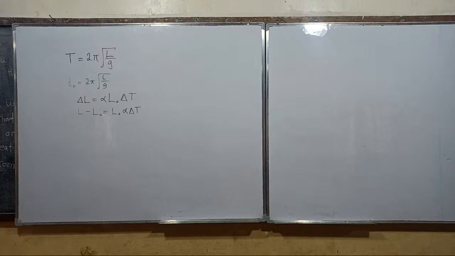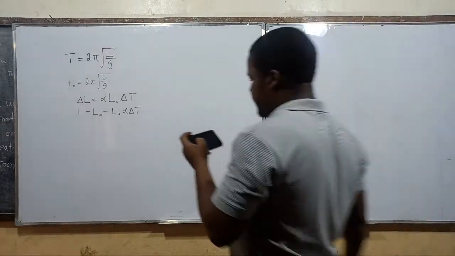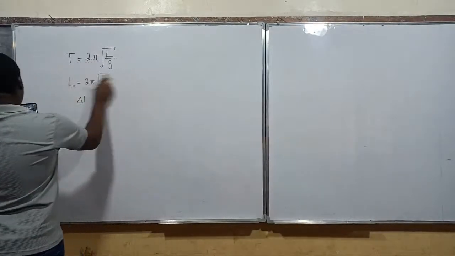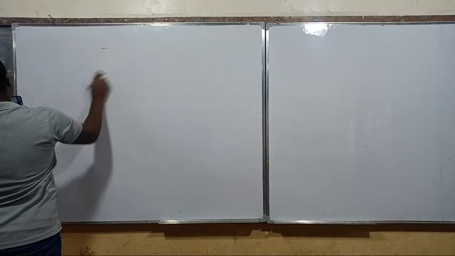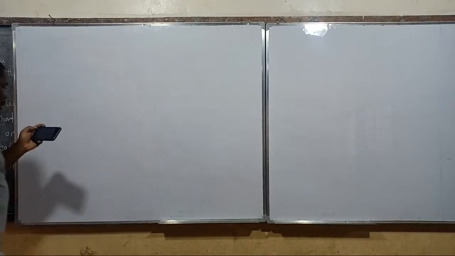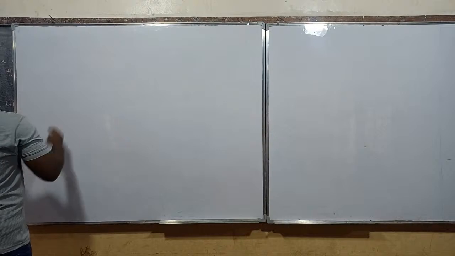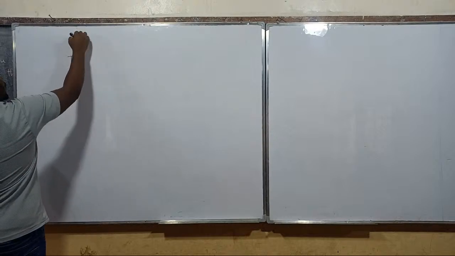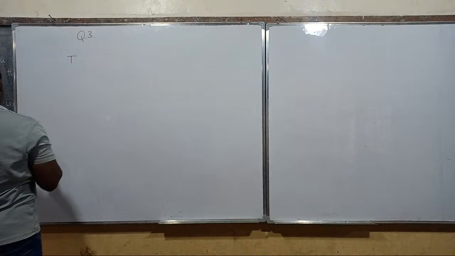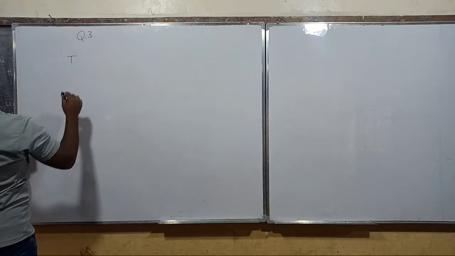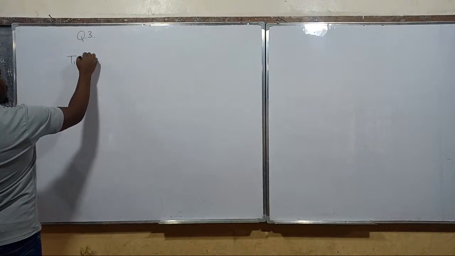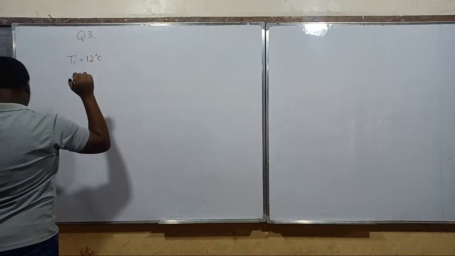So question 3 reads, the temperature at the bottom of the 40-meter deep lake is 12 degrees Celsius, and at the surface it is 35 degrees Celsius. An air bubble of volume 2 cubic centimeters. Okay, so let's just write out the information given. So temperature 1, this is question 3, by the way, in case you're joining us. So temperature 1 is given as 12 degrees Celsius.